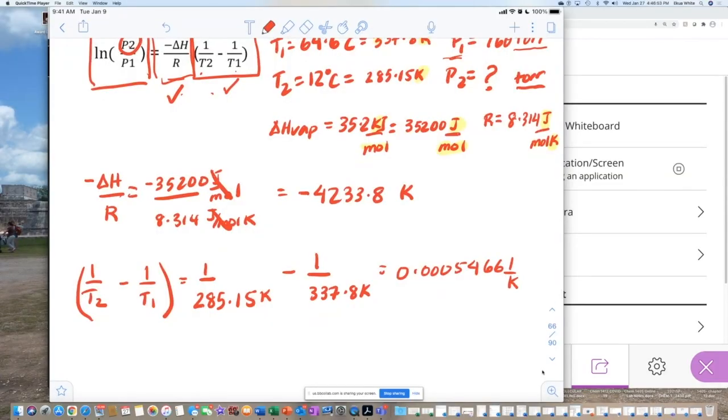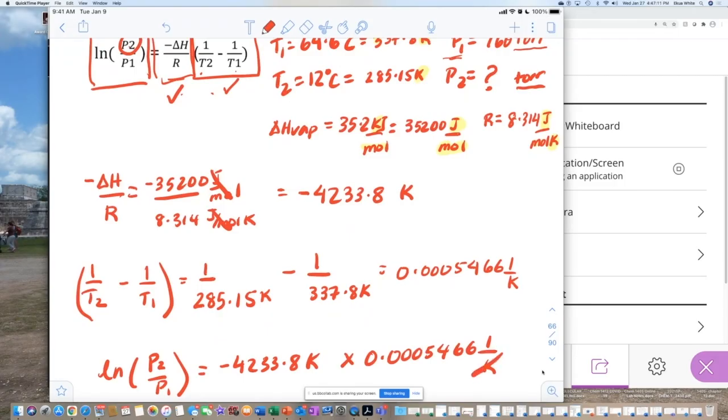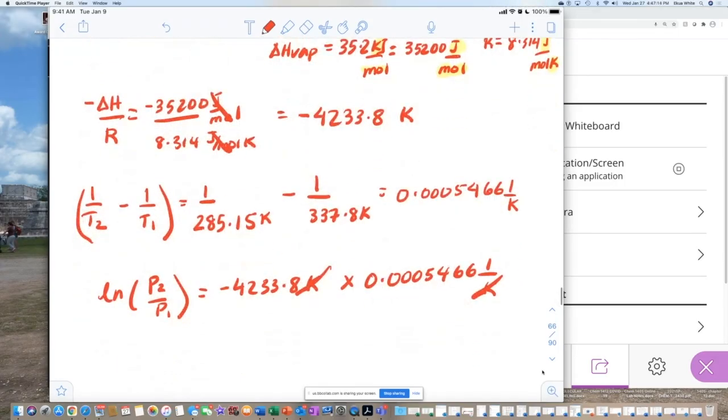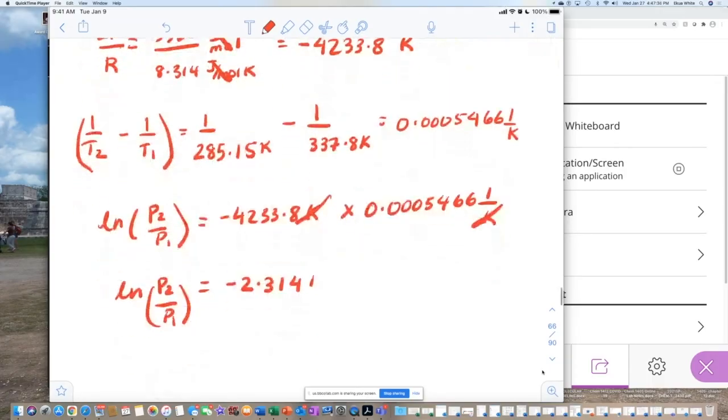So I can now combine them and say ln P2 over P1 is equal to, the first number was negative 4233.8 K times 0.0005466, 1 over K. So you see how the units cancel out to where we have no unit? Then I still have the second number on my calculator, so I just write times negative 4233.8 multiplied by the first number, and I end up with negative 2.3141. I have log natural P2 over P1. Woo! Okay, we're doing good.